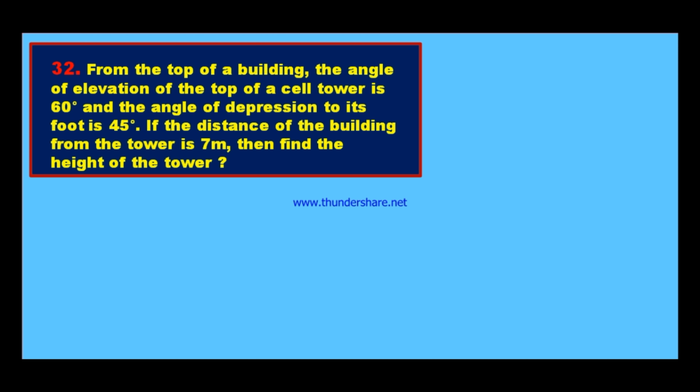I shall repeat. From the top of a building, the angle of elevation of the top of a cell tower is 60 degrees and the angle of depression to its foot is 45 degrees. If the distance of the building from the tower is 7 meters, then find the height of the tower. This question is given in the SCERT model paper which was released recently.